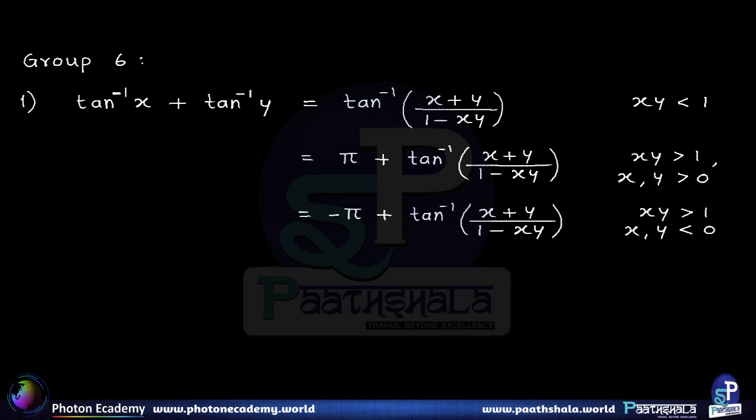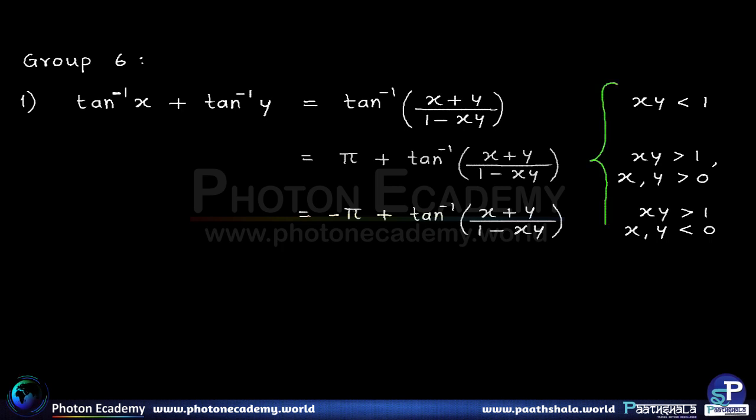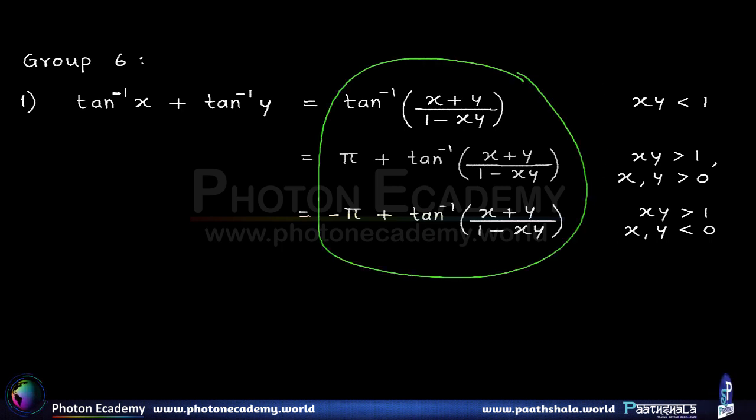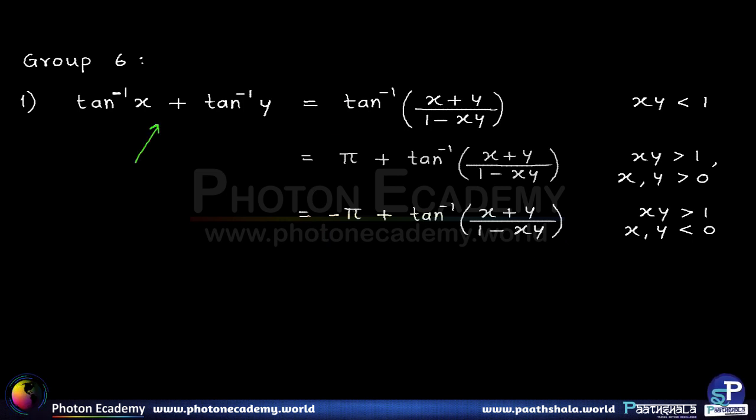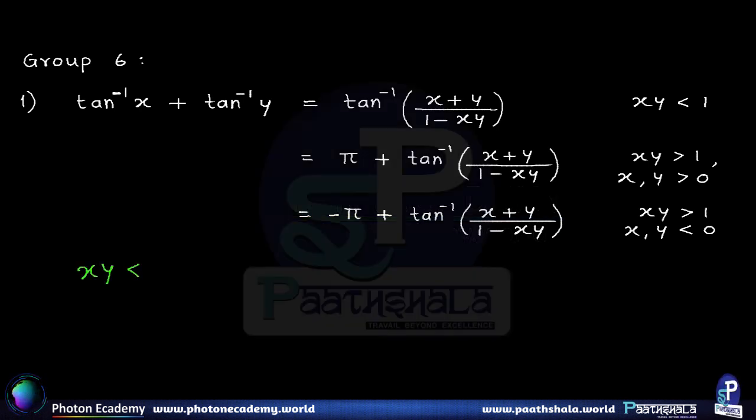And lastly, it would be equal to minus pi plus tan inverse of (x plus y) upon (1 minus xy) if xy is greater than 1 but now x and y themselves are both negative numbers. So that means depending on which criteria are satisfied, we have three possible expressions of the left hand side. Now let us prove the first one, that is when we have xy less than 1.